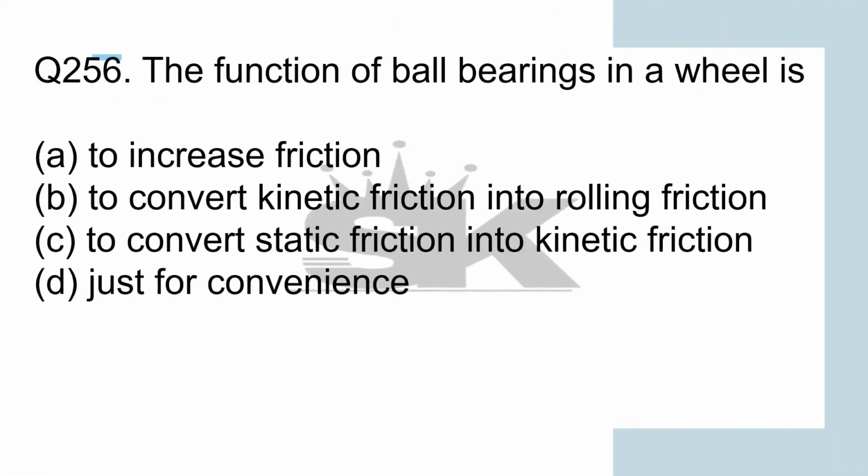The function of ball bearings in a wheel is to convert kinetic friction into rolling friction. The ball bearing is a type of rolling element bearing that uses balls to maintain the separation between the bearing races. The purpose of the ball bearing is to reduce rotational friction and support radial and axial loads. I think everyone knows how ball bearings are used. In between these two some balls are there, right? So these are called ball bearings.